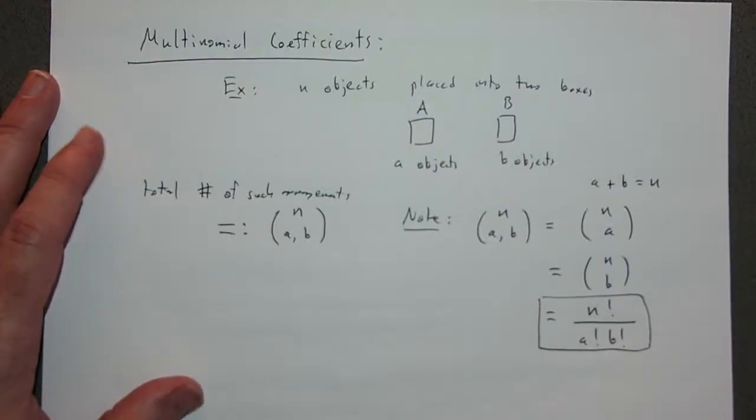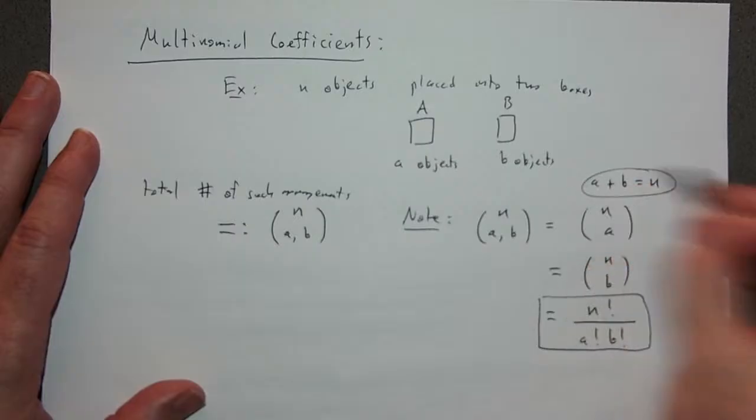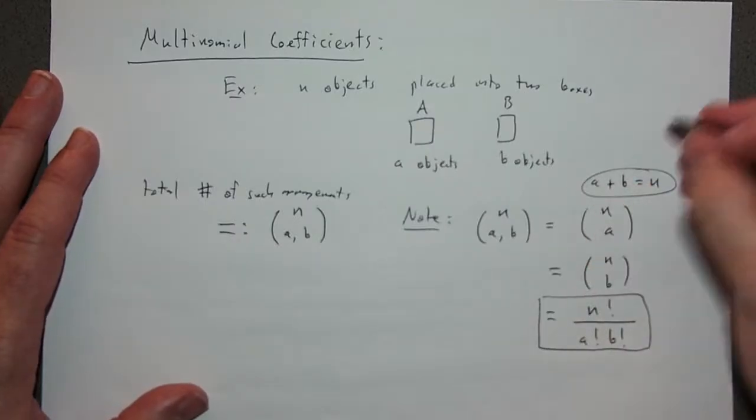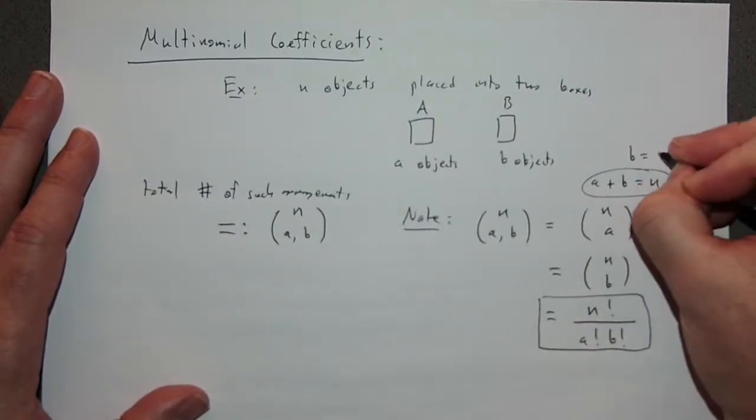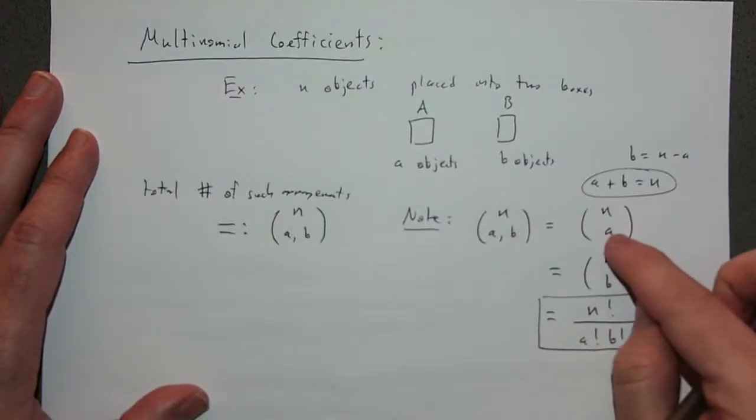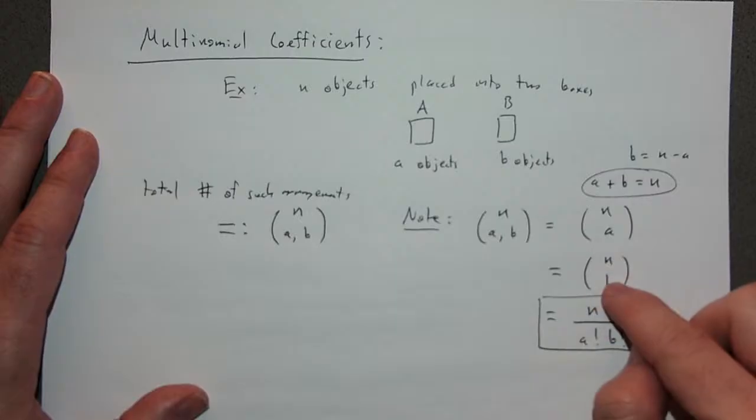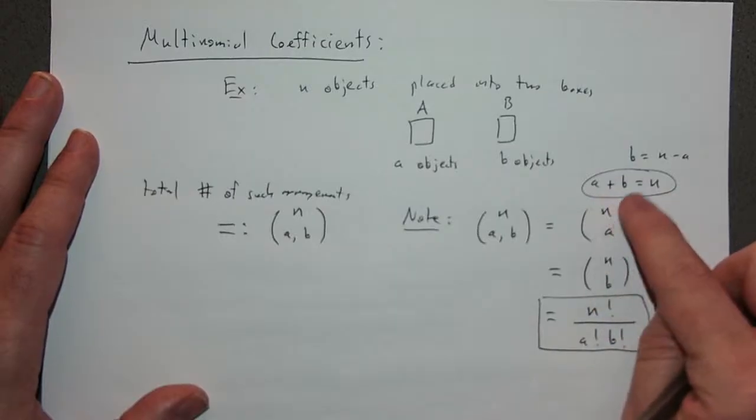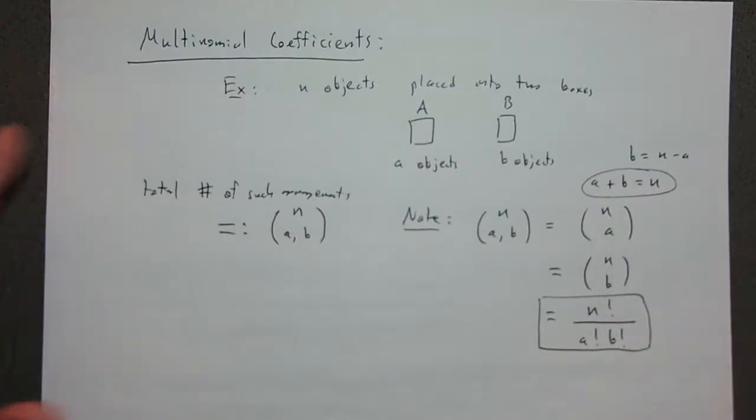Why does it work this way? Well, again, a plus b is equal to n, so b is n minus a. So n factorial over a factorial times n minus a factorial, of course that's n choose a. But the same can be said of b. A is equal to n minus b. So same thing is true here. There's this symmetry. And so actually this is just a binomial coefficient normally.